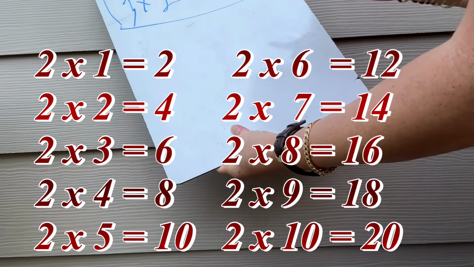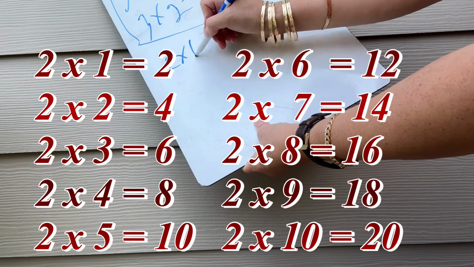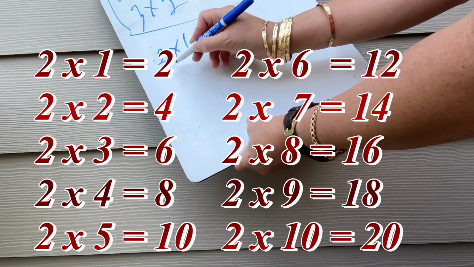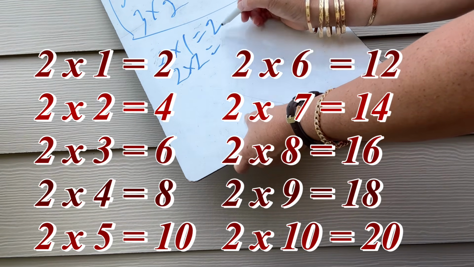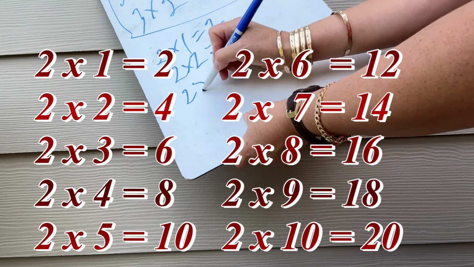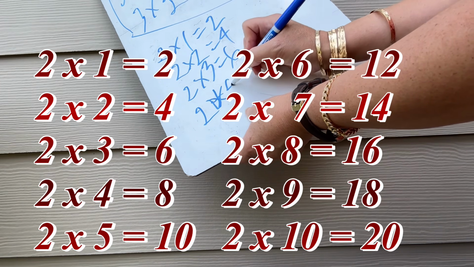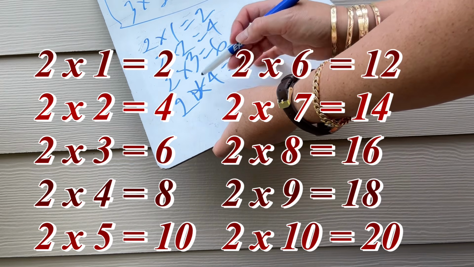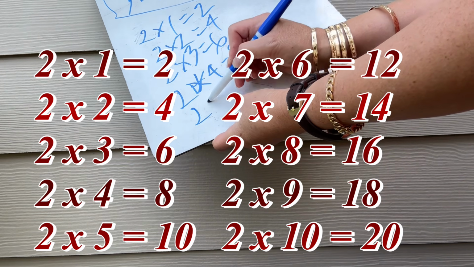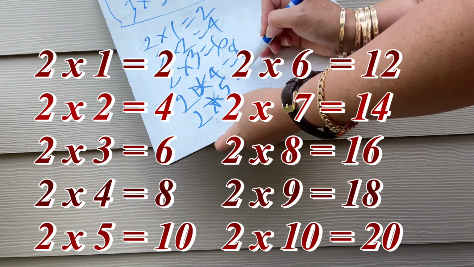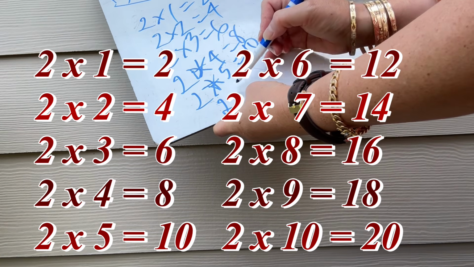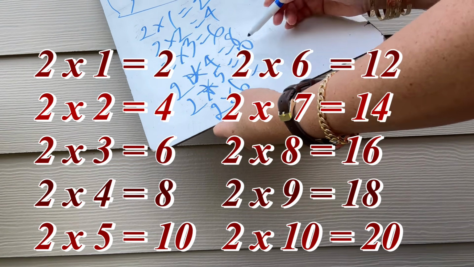This week, try to remember your 2. 2 times 1 is trivial, right? 2 times 2 is just double the 2. It is 4. 2 times 3 is 6. 2 times 4, it's just 4 added to itself is 8. 2 times 5 is 10. 2 times 6 is 12, right?